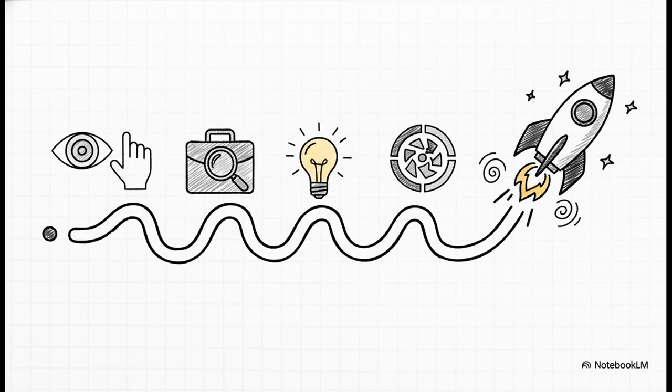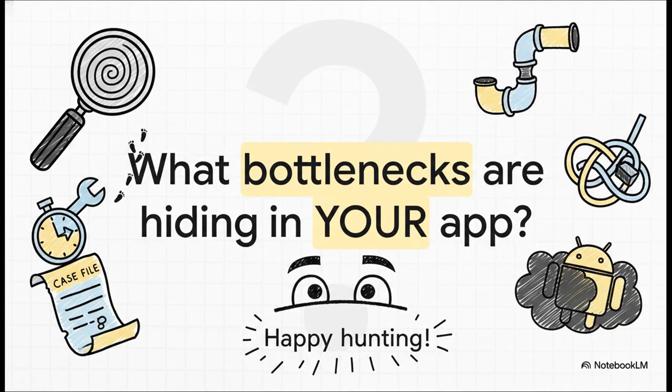And that's the case file closed. We went from finding the first clues like TTID and TTFD to gathering forensic evidence with profilers, applying tactical code fixes, and finally, deploying our ultimate weapon, build-level optimizations like baseline profiles. So, you've now got the case file and the complete detective's toolkit. The only question left is what performance bottlenecks are hiding in your app. It's your turn to be the detective. Happy hunting!